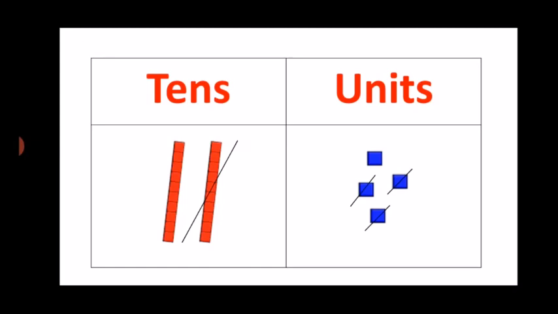Now count the remaining units and tens. Here in the units you can see there is only 1 unit, and in the tens place you can see only 1 ten. So this way also you can find the answer.